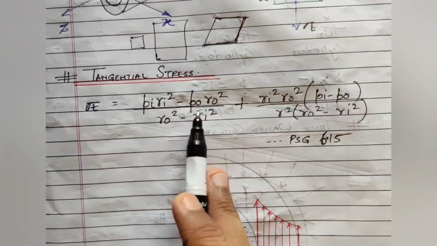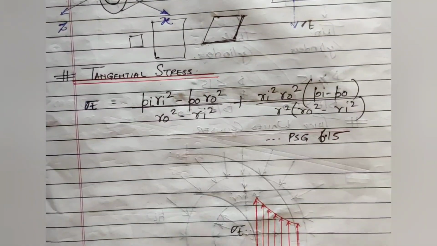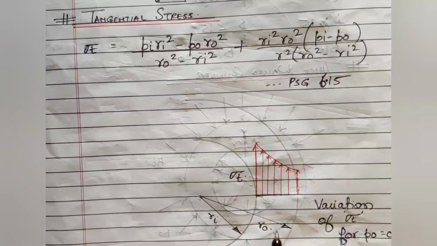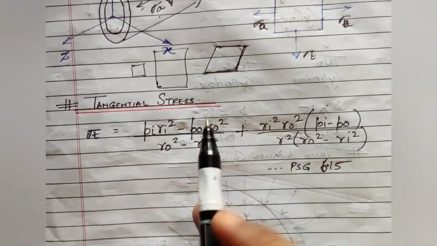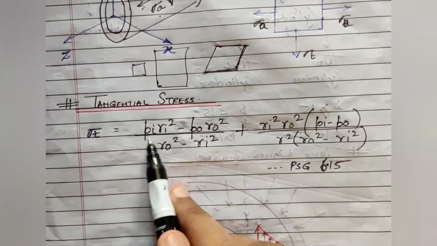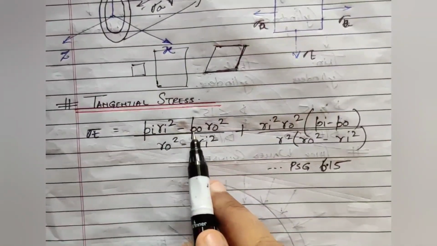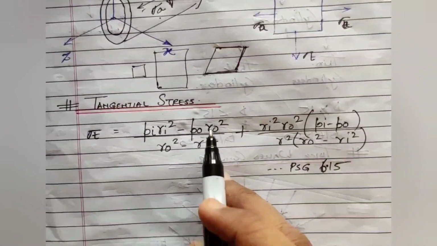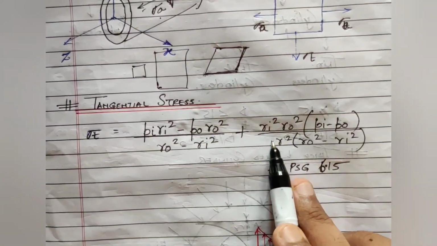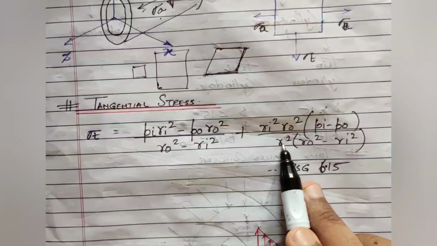Internal pressure was Pi, external pressure was Po. Internal radius was Ri, external radius was Ro. So for that you get this equation. If you see, this term is a constant term here, because Pi and Ri are constant, Po and Ro are constant, because Ri and Ro are your internal and external radius. Here if you see, there is a variable term which is r. So this is the stress at any point in between the thickness of the cylinder.